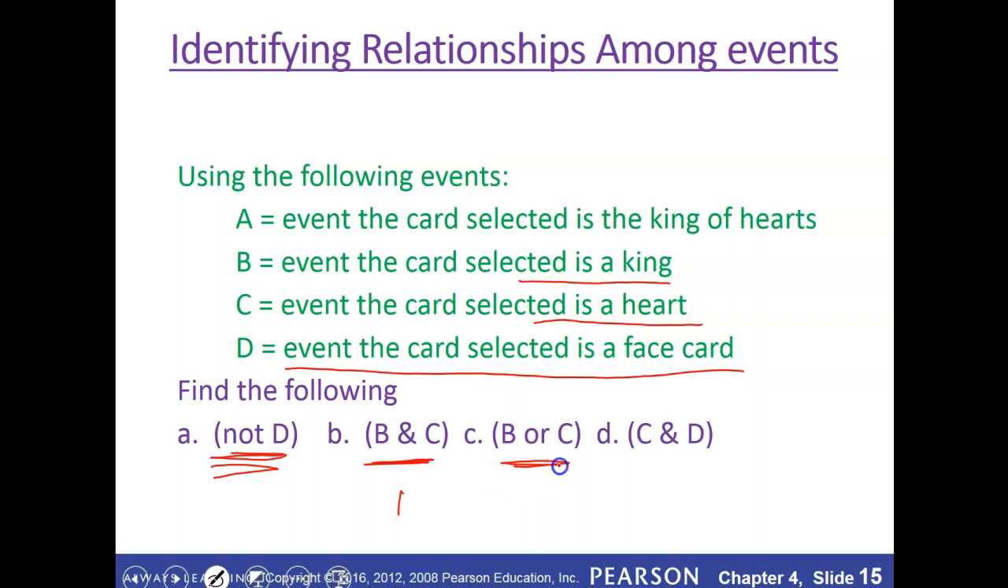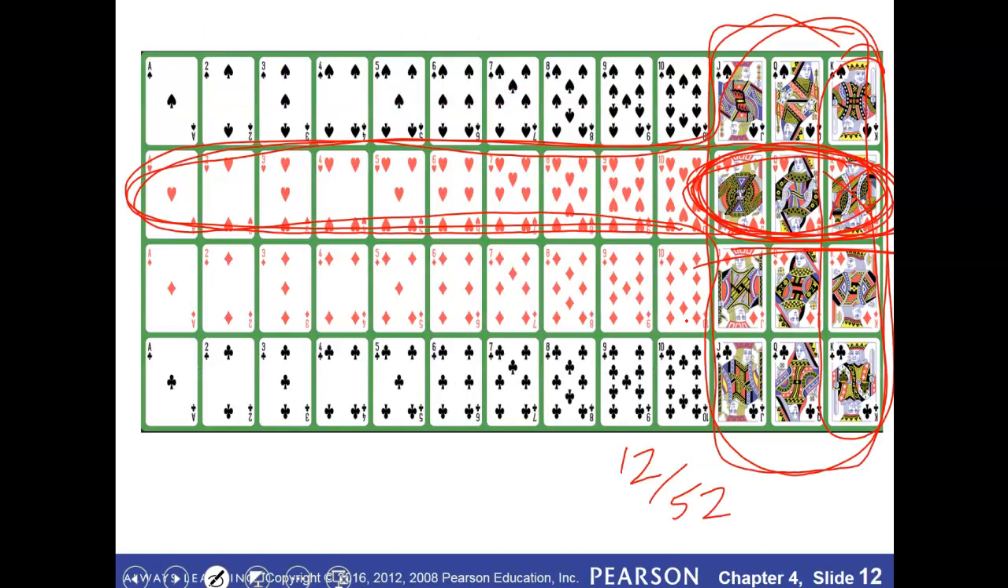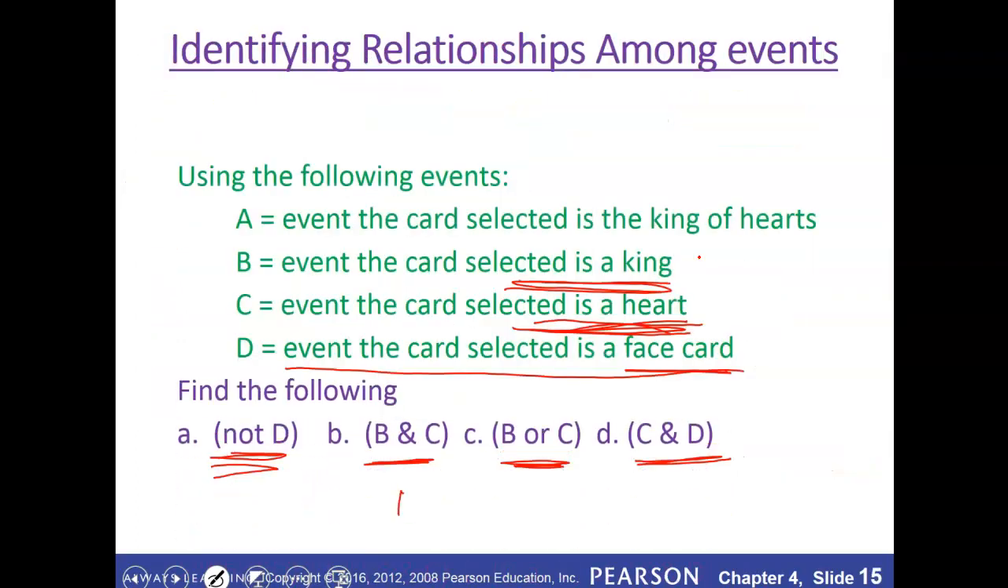So it's a lot different than B or C, because B or C would be anything that's a king or anything that's a heart or the King of Hearts itself. That includes both. So that's what B or C would be. And then finally, if we say C and D, C is that the card selected is a heart, and D is the card selected is a face card. So we'd have to have a face card that is also a heart, and that would be these three cards here again: the Jack, the Queen, and the King of Hearts.